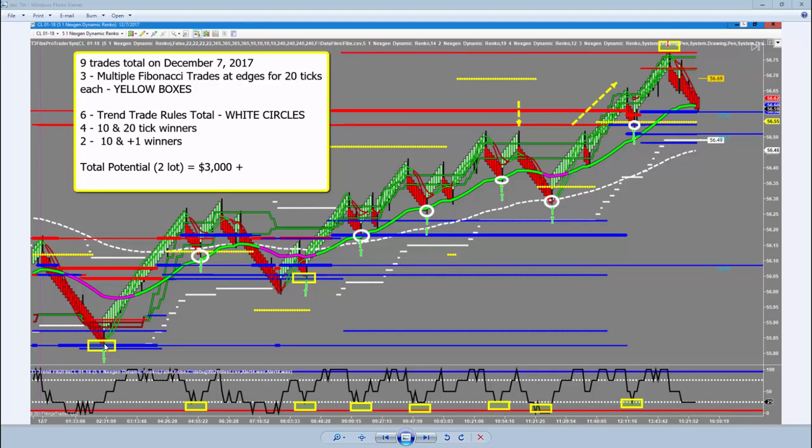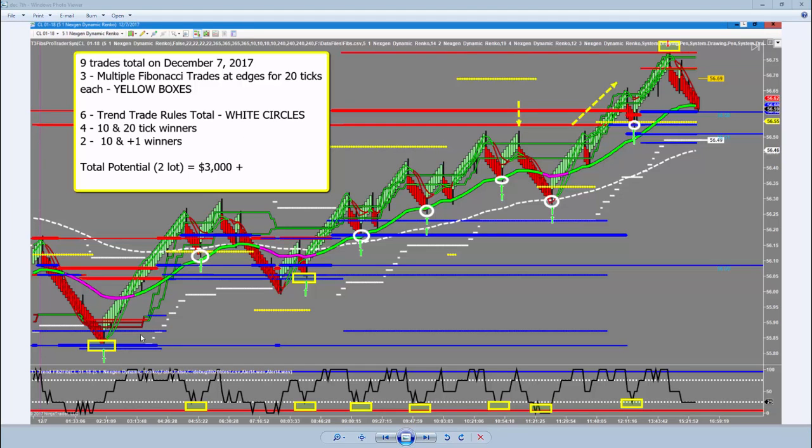Since early morning, obviously about 2 o'clock in the morning, we've had 9 trades total that fit the rules for our trading plan. Either multiple time frame fibs, which I've represented with yellow boxes, and there's 3 of them, and then 6 trend trade rule totals that are represented by white circles.